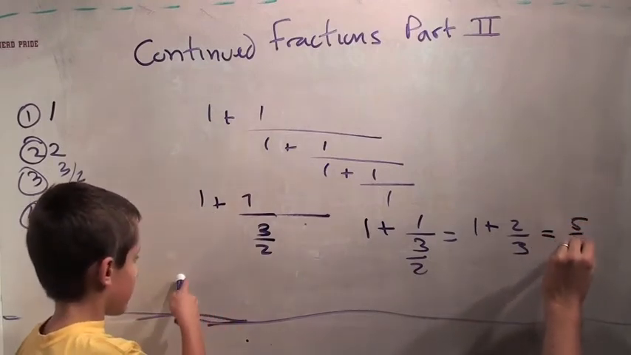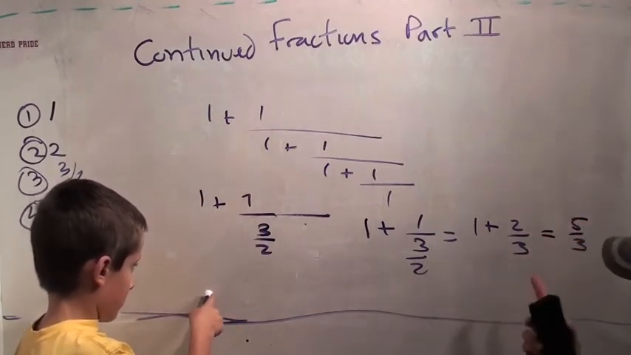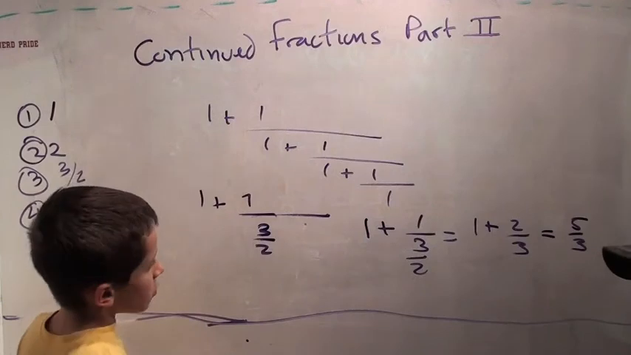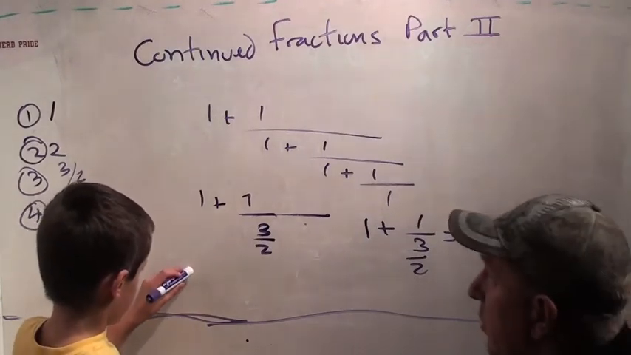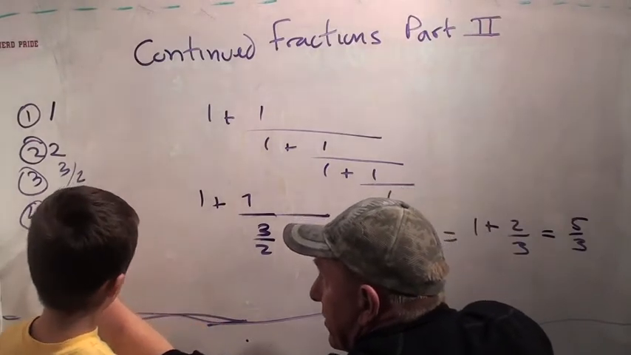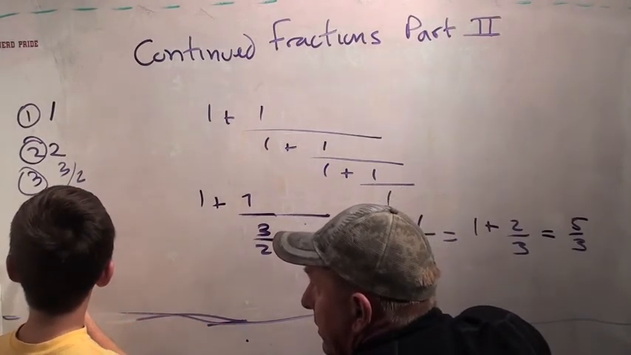You can draw that with pies? Or how did you figure out that it was 5 thirds? Well, because 1 is 3 thirds. Very good. So we get 1, 2, 3 halves, 5 thirds.